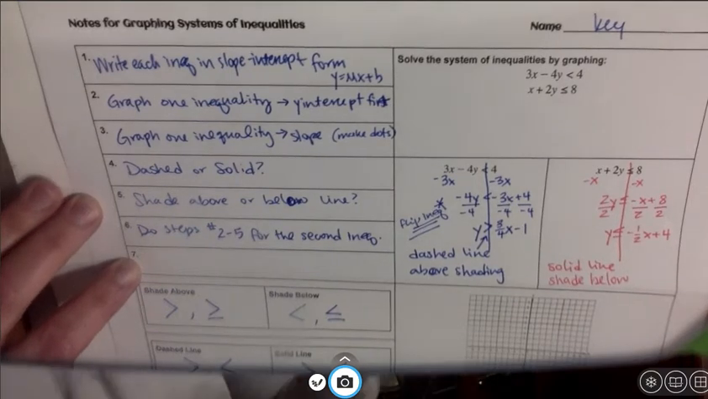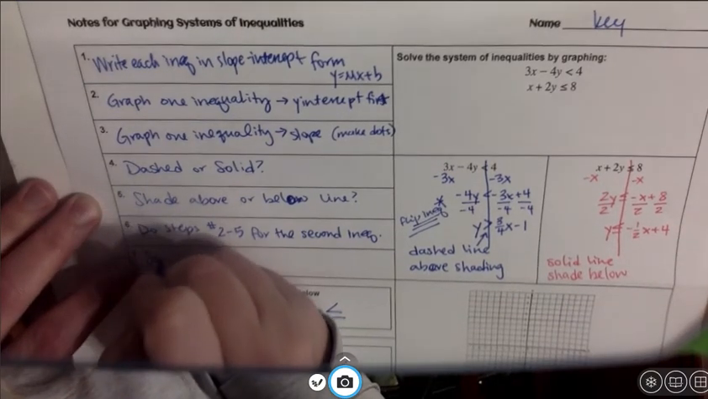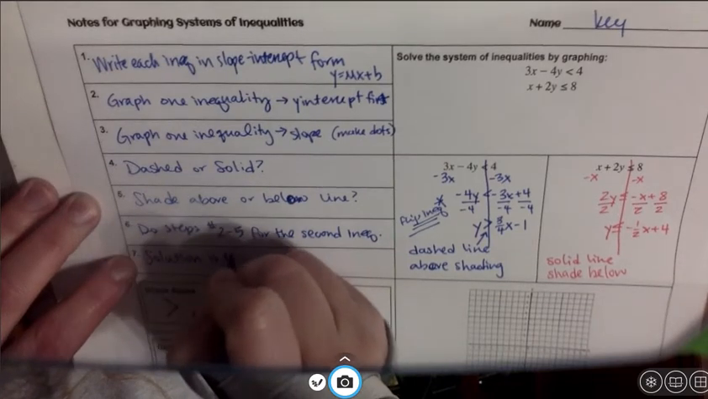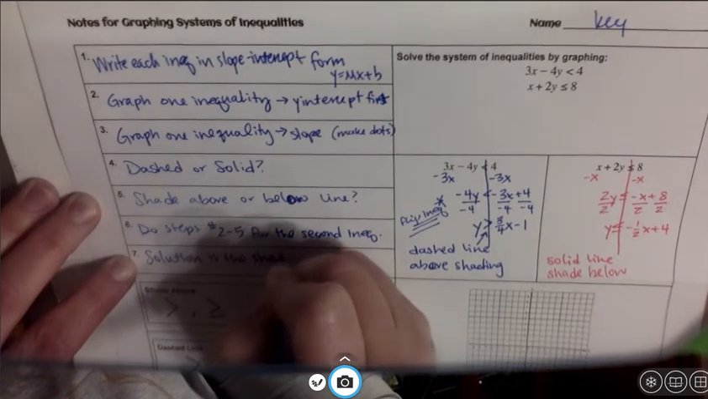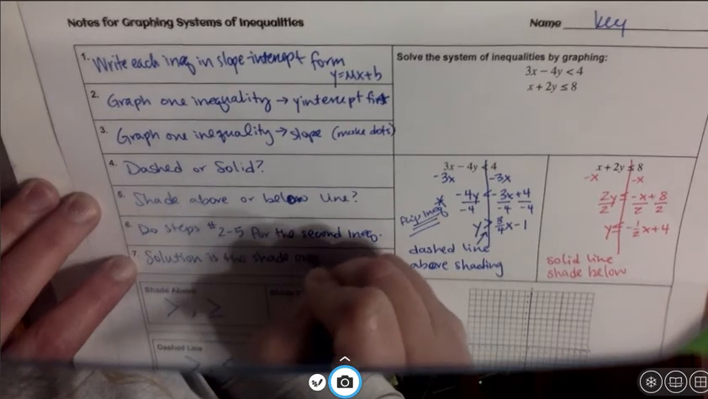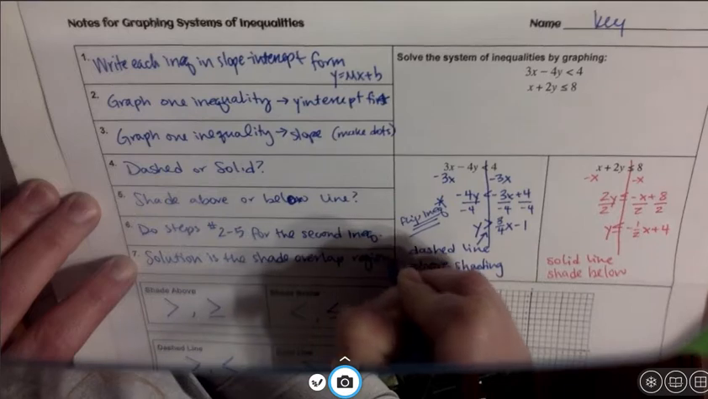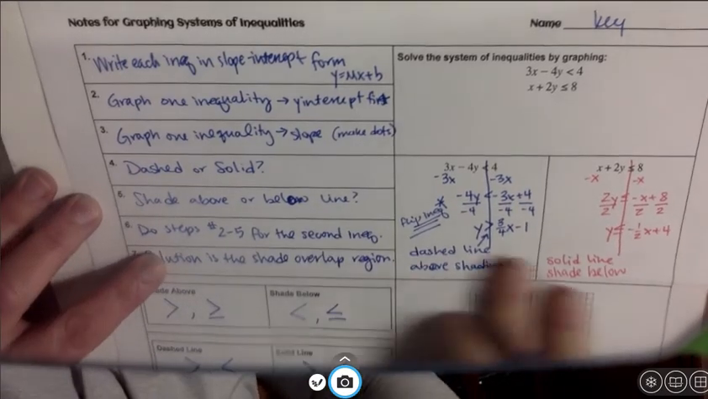Last but not least, our solution is the shaded overlap region. Sweet? Sweet. Now let's graph this. So I'm going to fold this baby up so I can look at it a little bit more with just the graph and these inequalities in mind.